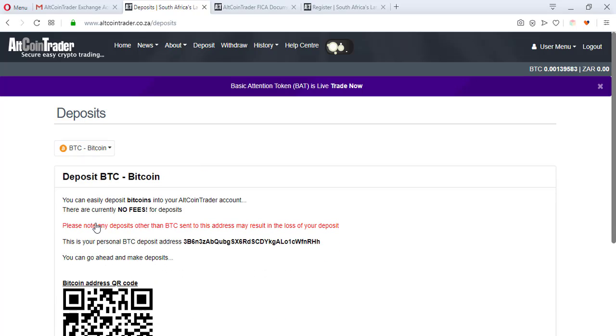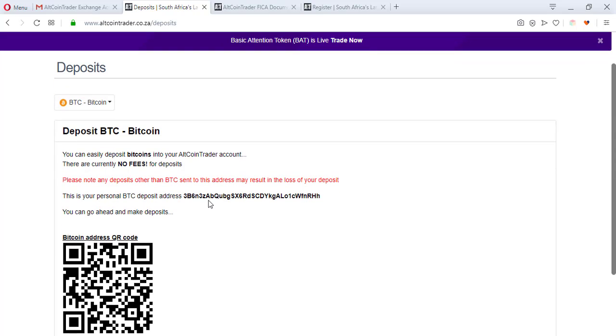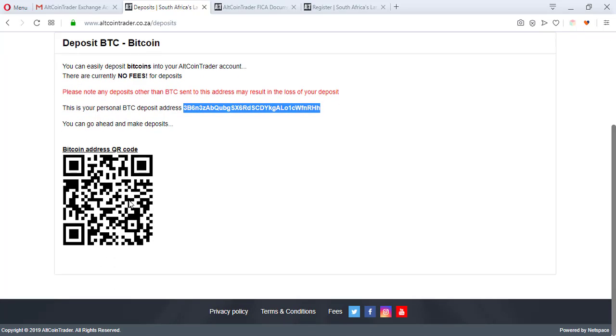So I'm going to click on Bitcoin, and then you are given your wallet address. This is the wallet address in text format, and this is your wallet address as a QR code, generated automatically by the system.